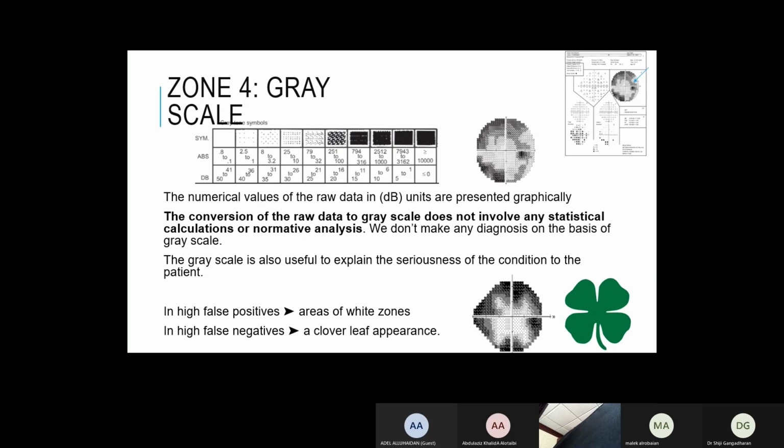If the patient has a high false positive, the grayscale will show a white area. That means when the patient presses when there is no stimulus, it will be a completely white area, as you can see in this color here. Patients with a high false negative will sometimes show a clover leaf appearance, which you can see here. Mainly the peripheral field is affected.